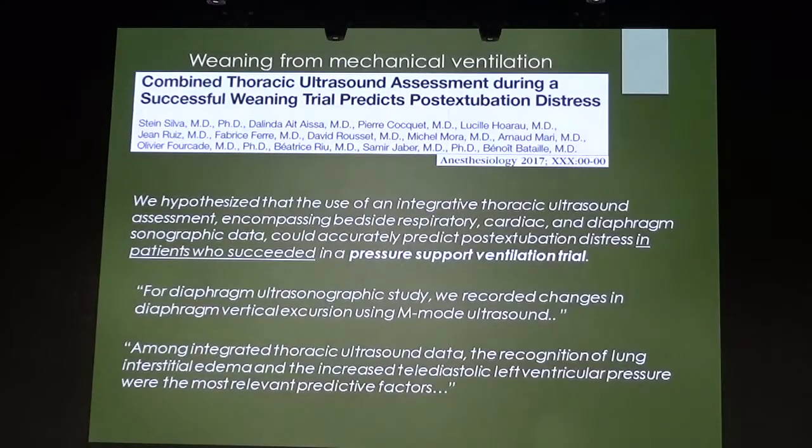The other important thing we could, I don't want to say we could do with ultrasound, but in which ultrasound could help us, is to have some information during the weaning phase from mechanical ventilation. This is a very recent study, still an online version in Anesthesiology. When I looked at the title, I was quite enthusiastic because I liked the approach to combine the diaphragm, the cardiac, and the lung ultrasound.